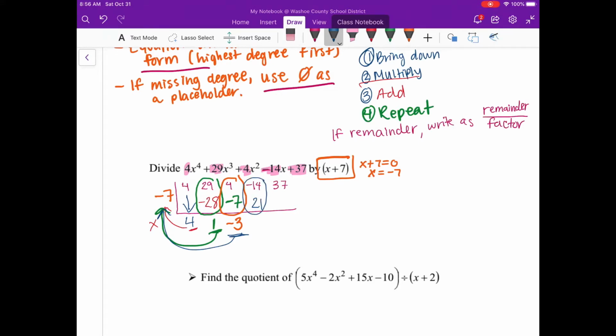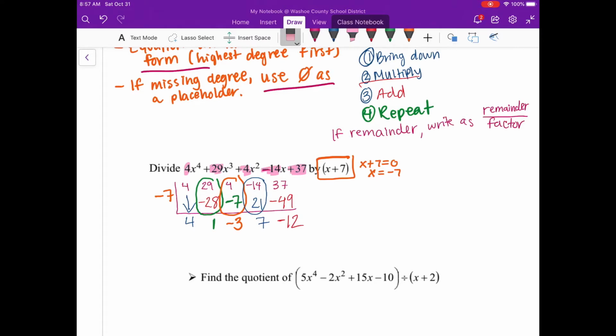And I add negative 14 plus 21 is positive 7. And I keep repeating. 7 times negative 7 is negative 49. When I add those together, 37 plus negative 49 gives me a negative 12. So I'm going to clean this up a little bit so we can talk about what our answers mean.